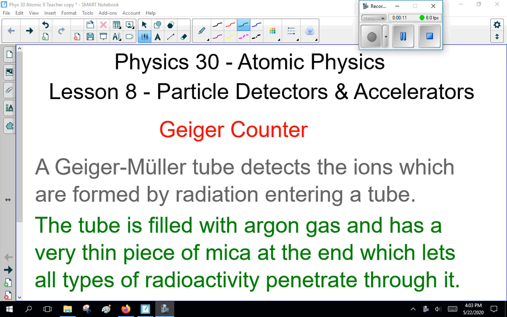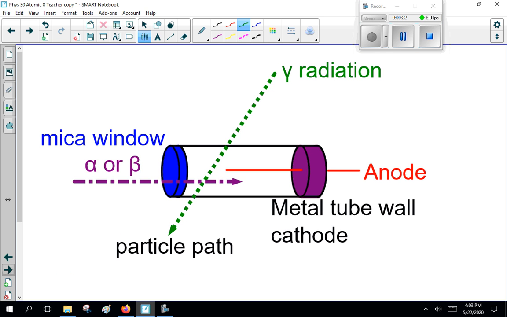Now, a Geiger or Geiger-Müller tube detects the ions which are formed by radiation entering a tube. The tube is filled with argon gas and has a very thin piece of mica at the end which lets all types of radioactivity permeate through it. So, basically looks like this. You have the window at the end. Notice the window only lets alpha or beta radiation in. Alpha and beta radiation can only enter through the mica window. The metal tube stops it, but of course gamma radiation can go through anything.